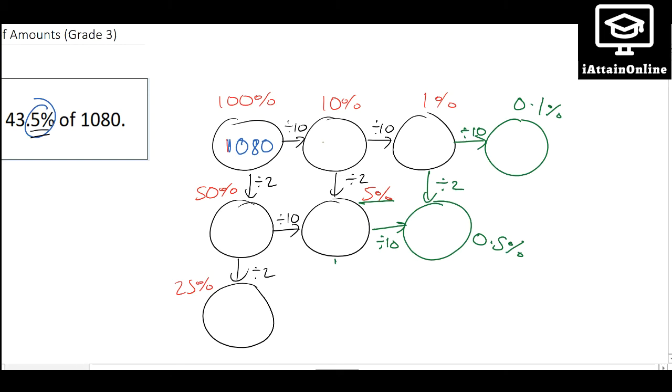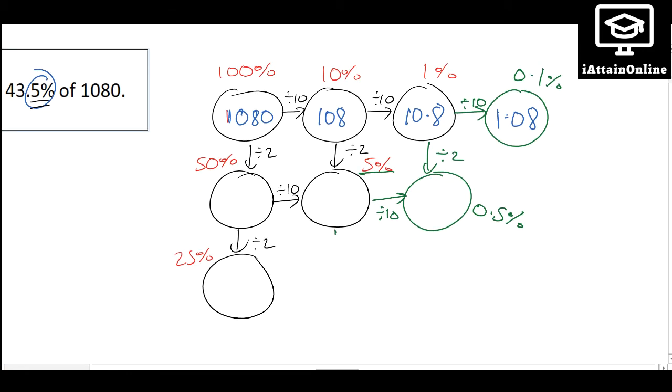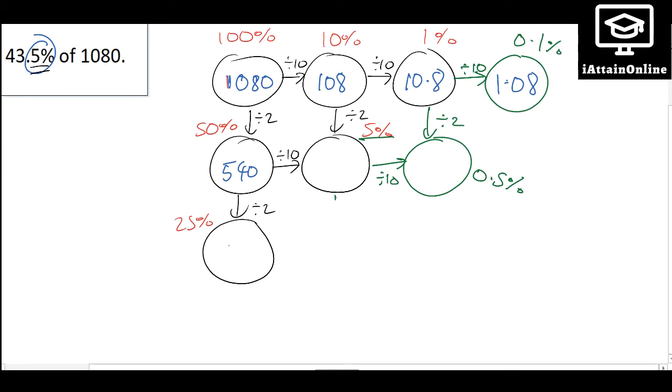Dividing this by 10 would give me 108. Dividing it by 10 again would give me 10.8. And then dividing that by 10 again would give me 1.08. If I just fill in the rest of the bubbles as well, this is going to be 540. This is going to be 270. This is going to be 54. And this is going to be 5.4.